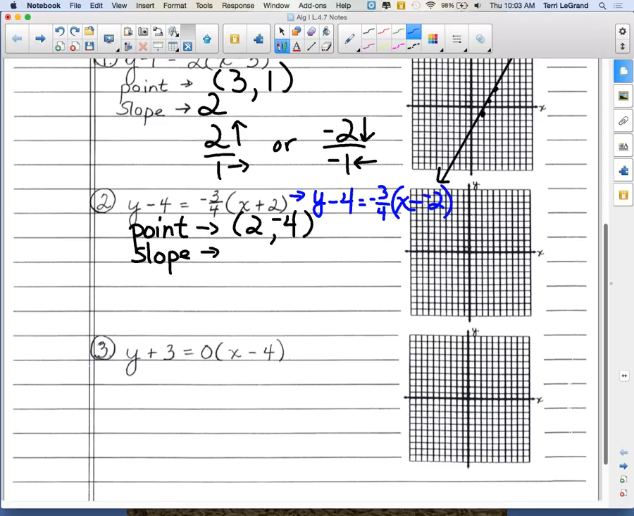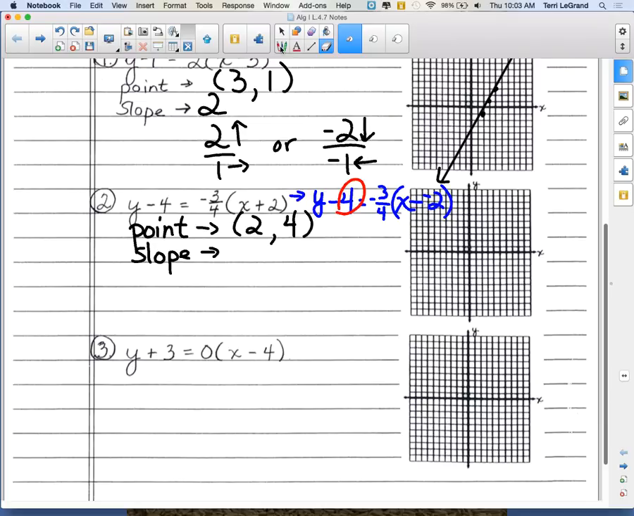So what's being subtracted from y? Negative 4? No, a positive 4. It's right here. 4 is being subtracted from y. So we don't want to make that 4 negative in our ordered pair. We want it to be positive.